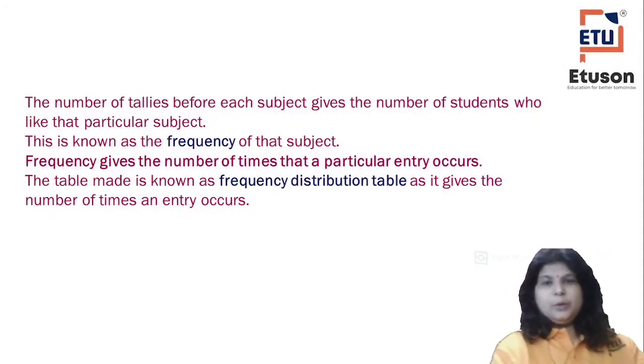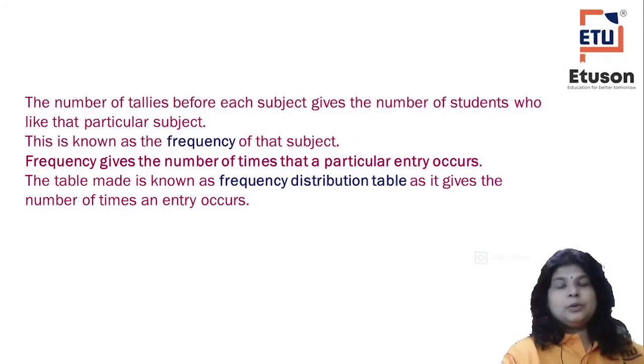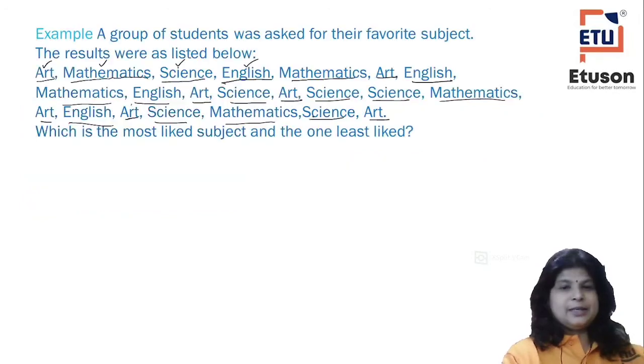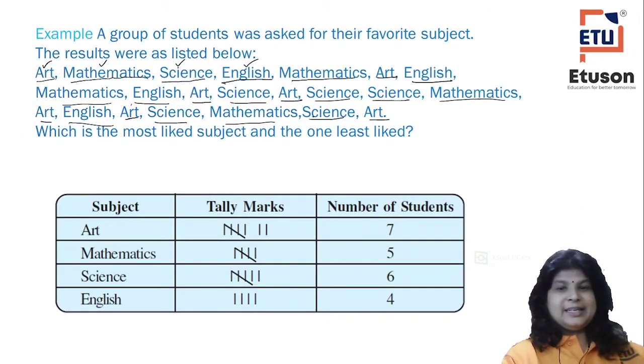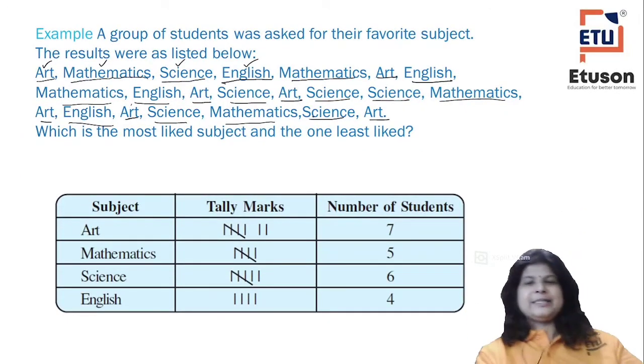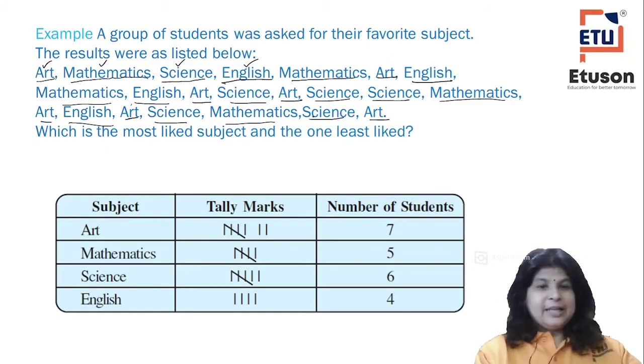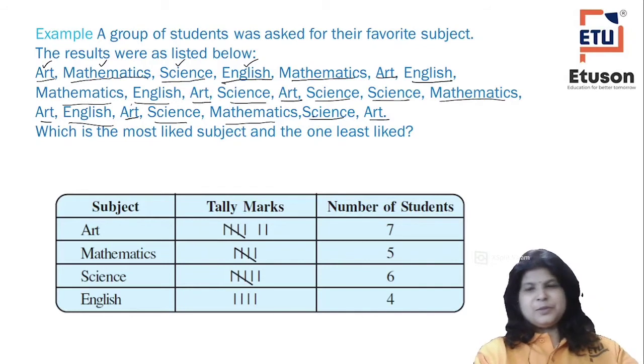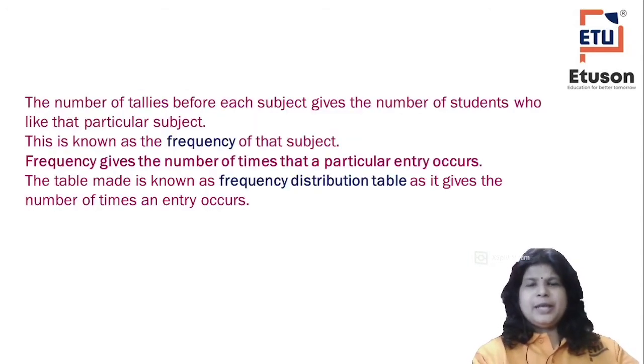So in our given example, the most liked subject is what? It is art. It is liked by 7 students. And the least liked subject is English because the number of students is 4. Correct? The number of students who have opted for English is 4. What about your favorite subject? I think it is mathematics. Okay.